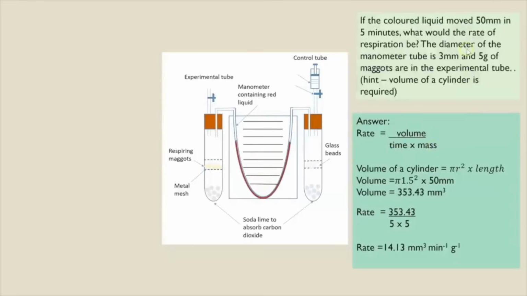And they tell you at the top here that the time taken was 5 minutes. So we're dividing our answer by 5, and it was 5 grams, so divide by 5 again. Or 5 by 5, divide by 25. Either way, you'll get the same answer, which is 14.13 millimetres cubed per minute, because we divided by the 5 minutes, and per gram, because we divided by the 5 grams.